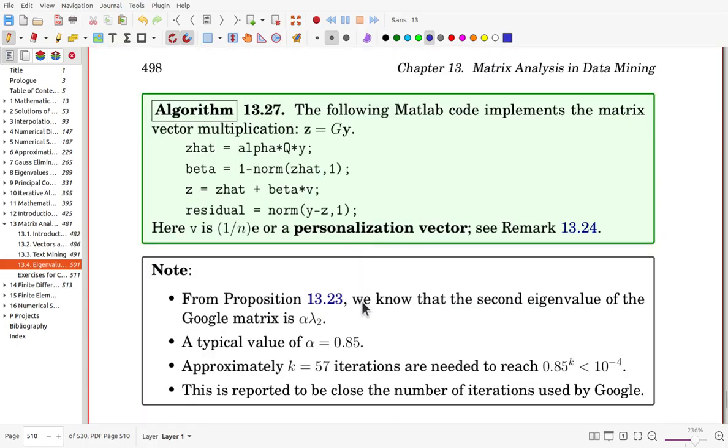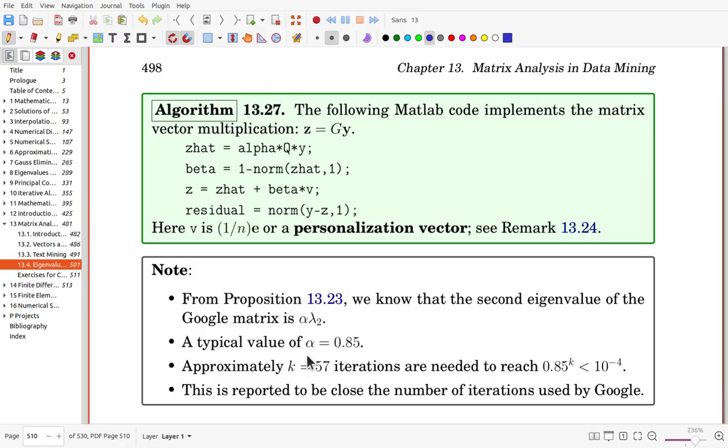Here we have a final note. We know that the second eigenvalue of the Google matrix is alpha lambda 2, and a typical value of alpha is 0.85. For the choice that alpha to the k is bounded by 10 to the minus 4, k must be 57. It is reported to be close to the number of iterations used by Google. From the Google report, they say it is around 57. So we can guess easily that alpha is chosen to be 0.85.